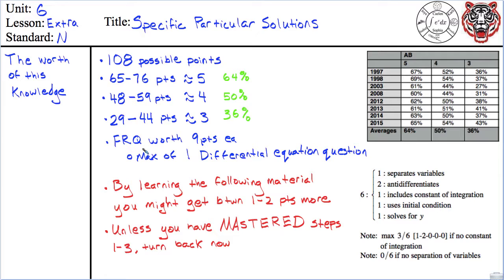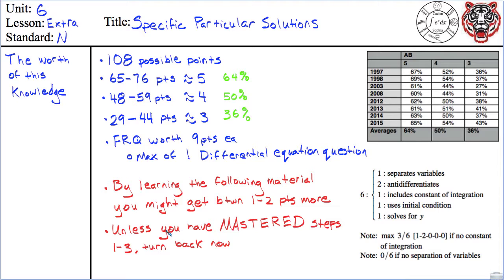So other information, each free response question, there are 6, is worth 9 points each. And there's going to be a max of 1 differential equation question, a max of 1 question asking about this stuff, which means you might get 1 or 2 points if they even ask this differential equation question. So yeah, by learning the following material, you might get between 1 and 2 points more. Might. Really stressing that. And by the way, you shouldn't be taking notes on any of this until I actually get to the lesson. I should have said that at the beginning.